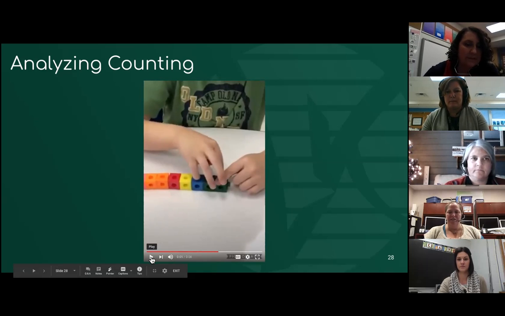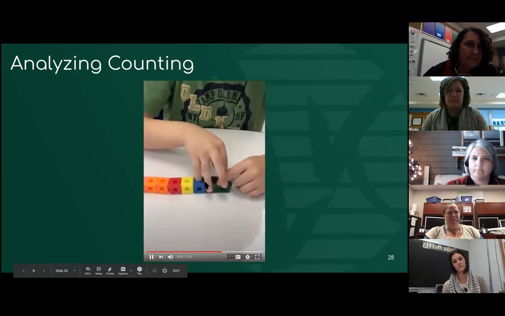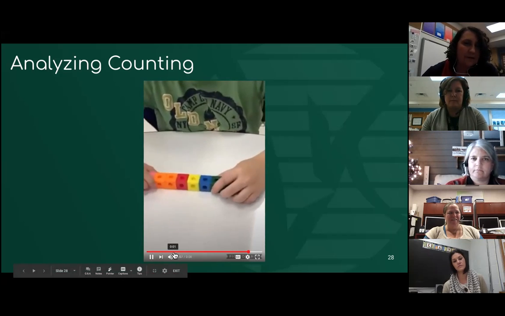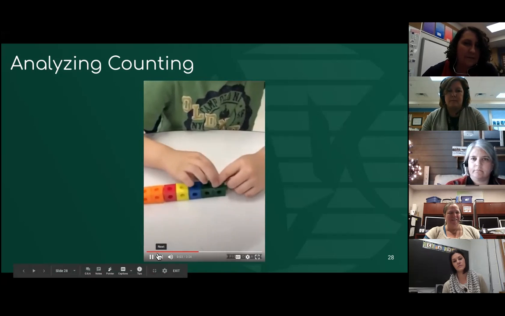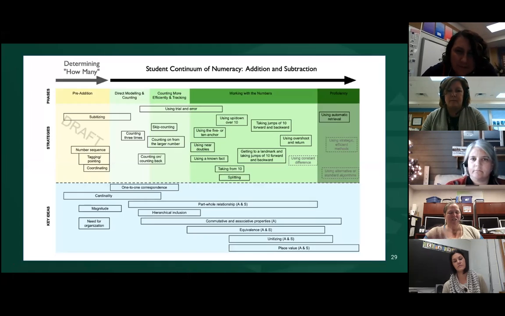So Jennifer says he's missing one. He does. He misses the 5th cube, and he touches this cube here twice. So he tags. How many is there? 8, 7, 8. Yeah, here we go. 4, 5, 6, 7. So you can see his finger is moving more than his words.